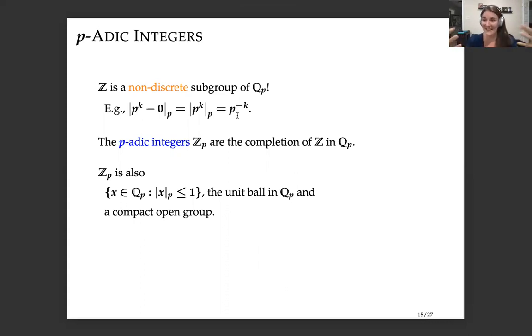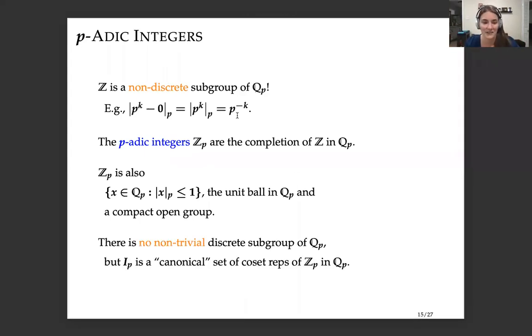What's kind of crazy, and very hard, kind of brain melty to think about when you're so used to Euclidean space and elementary locally compact abelian groups, is that the completion of the integers with respect to this valuation is actually also equal to the unit ball. So if you take all of the numbers in the p-adics that have p-adic valuation less than or equal to 1, that is equal to the integers that have been completed. And it's also a compact open group. So lots of weird things that are very unnatural relative to Euclidean space.